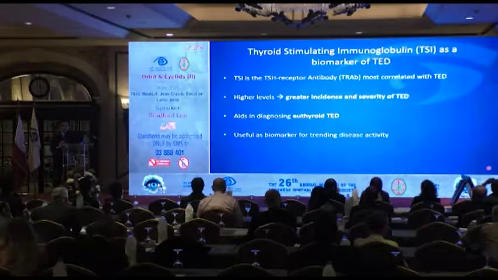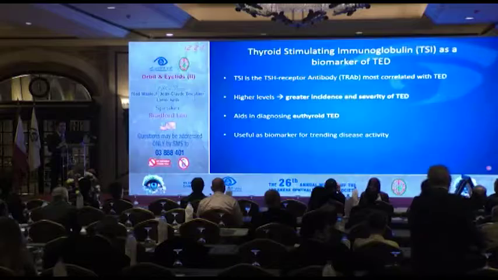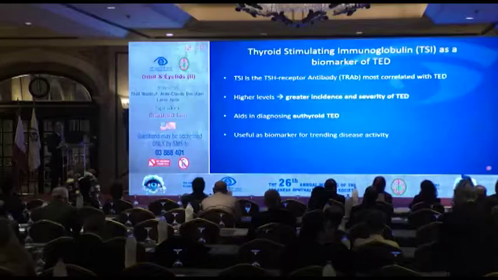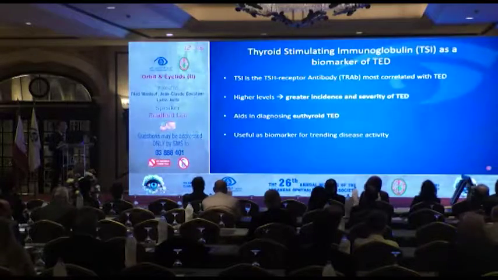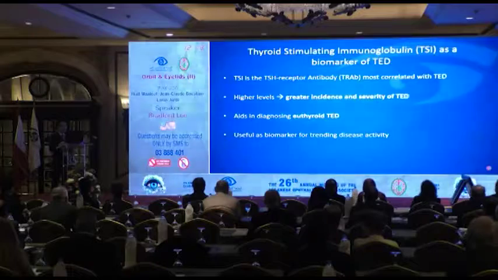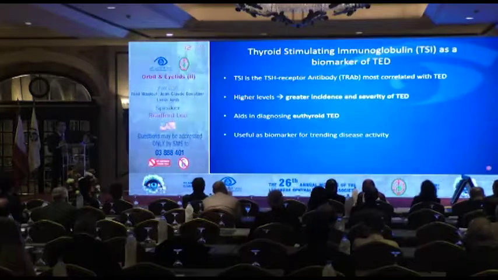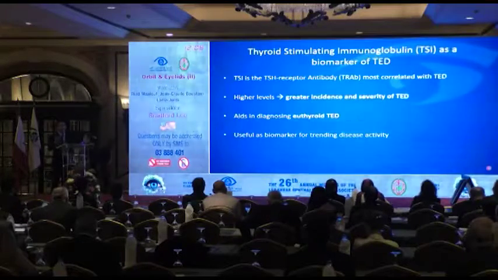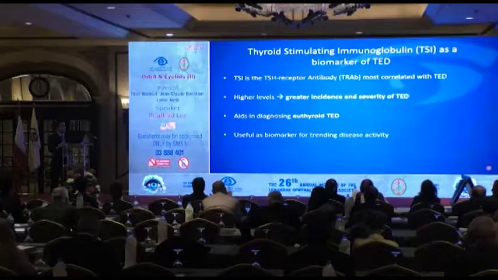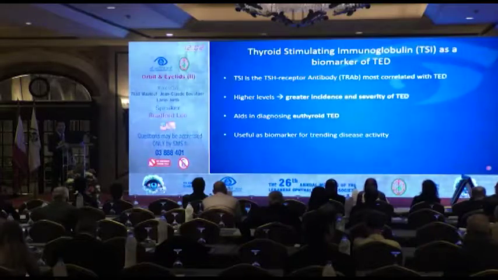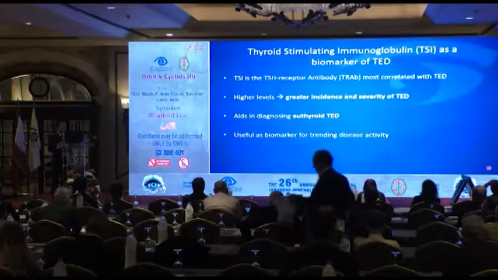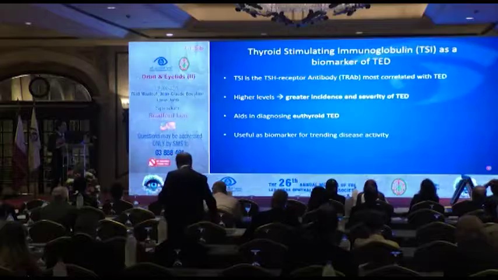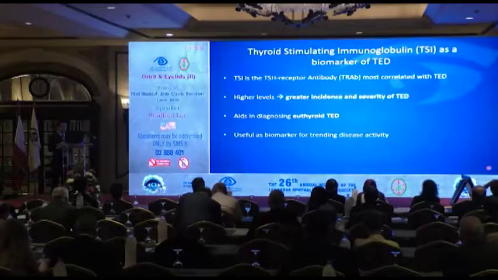One of the lab tests that I like to use in my practice is called the thyroid stimulating immunoglobulin, the TSI. And this is a lab test that's very often not fully utilized by endocrinologists because it really doesn't help them very much with their management. But for us, this is one of the TSH receptor antibodies, or the TRAbs, which has been shown to be the most correlated with thyroid eye disease. So higher levels, even before or early on in the disease, suggest a greater incidence of developing thyroid eye disease, as well as a potential future greater severity of disease.